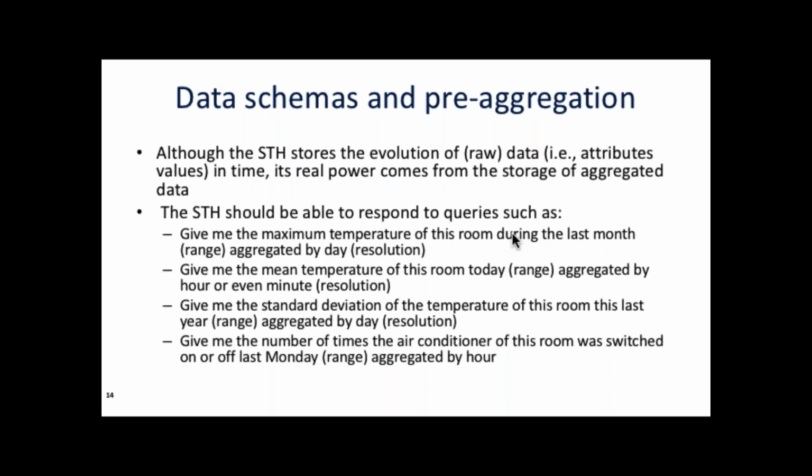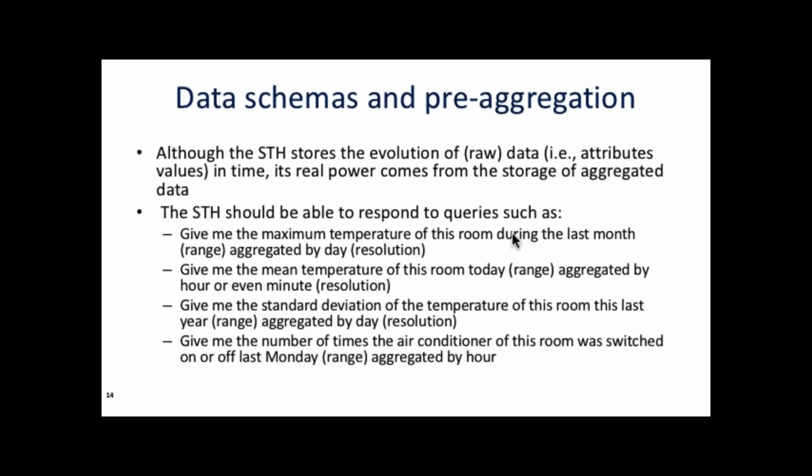So here we have different data schemas, and also we have different pre-aggregations on this. So you are able not only to give the raw data, but also different ways of giving these things. So as I told you, give me the maximum that happened in the last weeks, probably at least in Spain is today. It's quite hot here. Or give me the mean value for today, or give it a range.